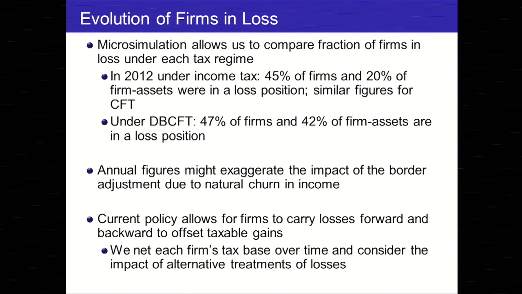In 2012, under the income tax, 45% of firms by count, but 20% of firms, when you weight them by assets, were in a loss position. So weighting them by assets is important because although there are a lot of firms, not so many of the firms pay the tax revenue. So 20% of firm assets were in a loss position.